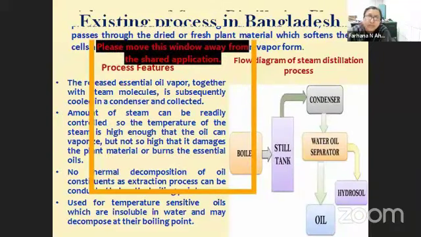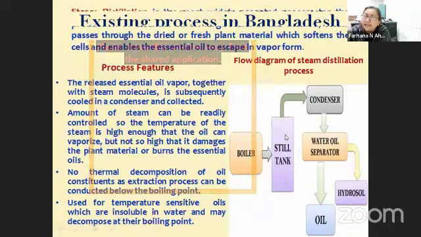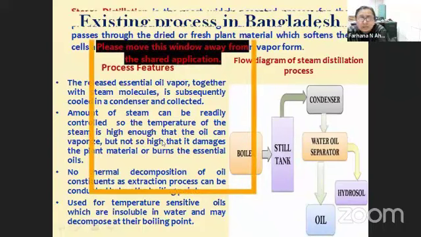Here you can see a flow diagram for steam distillation, where steam is generated from the boiler and passed directly to the steel tank. The vapor from the essential oil plants is evaporated and condensed in the condenser, and later it is separated. As the main product we get oil, and as a byproduct we get hydrosol.